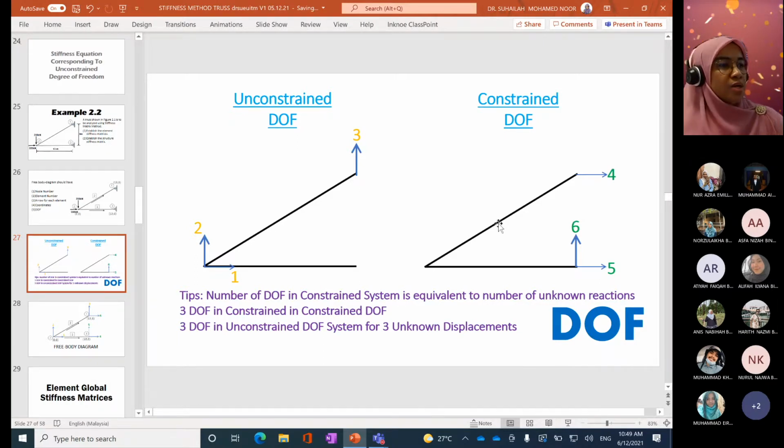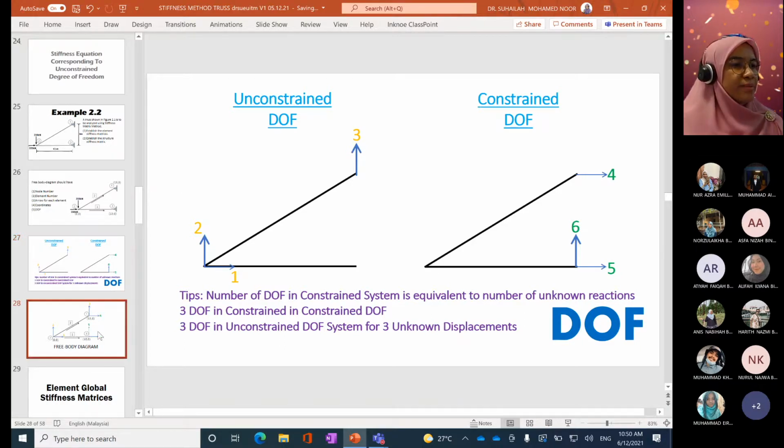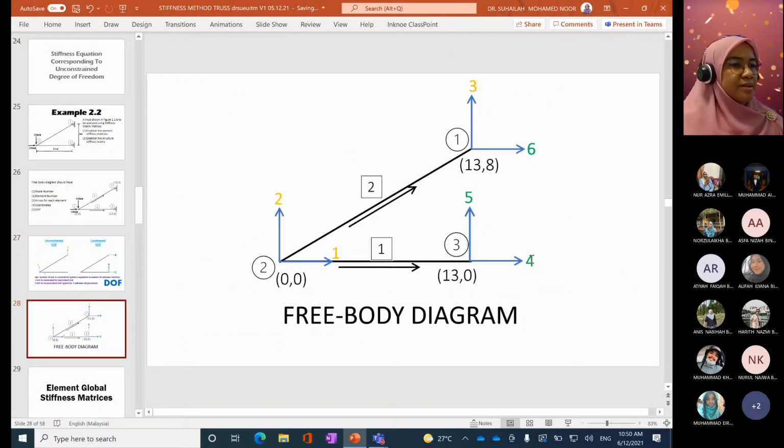So sini saya ubah. Sini 1, 2, 3 dekat unconstrained, saya tukarkan dekat constraint yang atas tu jadi 4, bawah tu 5, 6. So bila saya ubah position tu, apa yang akan affect? Sini akan jadi 5, 6. Nampak tak? Dia akan ikut ubah. Sini jadi 4. Apa yang ubah, apa yang takkan ubah. So akan jadi macam ni kan.